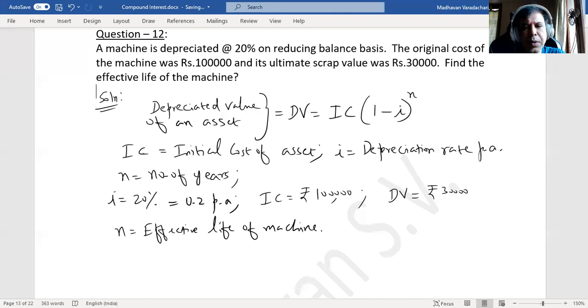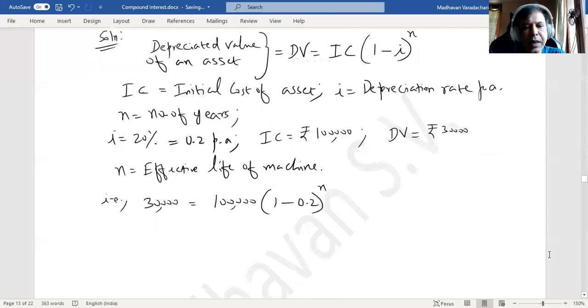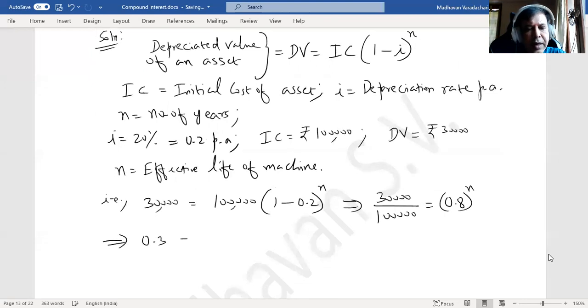So we can now substitute the depreciation value is given as 30,000 is equal to initial cost, which is 1 lakh, times 1 minus 0.2, to the power n. Or we can rewrite this as 30,000 by 1 lakh is equal to 0.8 to the power of n, or 30,000 by 1 lakh is 0.3. 0.3 is 0.8 to the power of n.